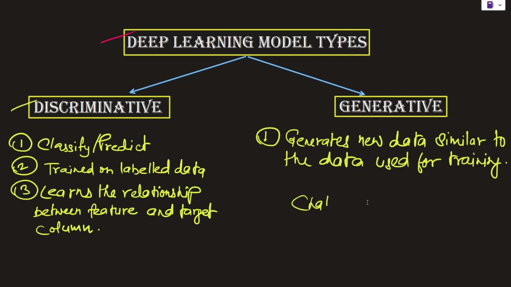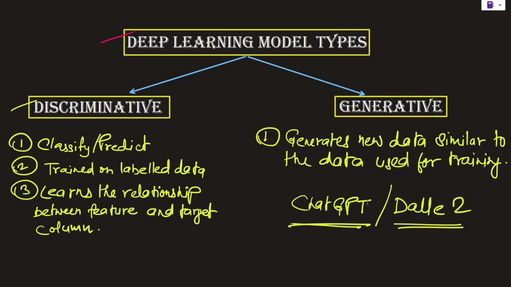For example, ChatGPT. It is able to generate text, and if we talk about the training part of it, it is trained on text data only. Then if we talk about image generation models like DALL-E 2, this has the ability to generate images and it has been trained on image data. So basically, generative models will be able to generate similar data to what was used for training.